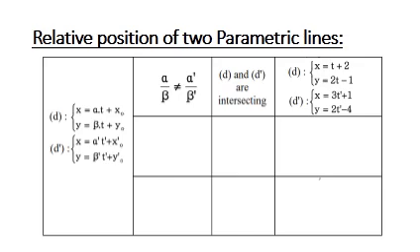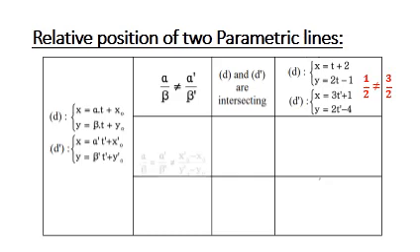Let us take an example. Look at these two straight lines. The coefficients of the parameter in the first straight line are 1 and 2, so I'm going to put 1 over 2. 1 over 2 is not equal to 3 over 2. Then the two straight lines are intersecting.